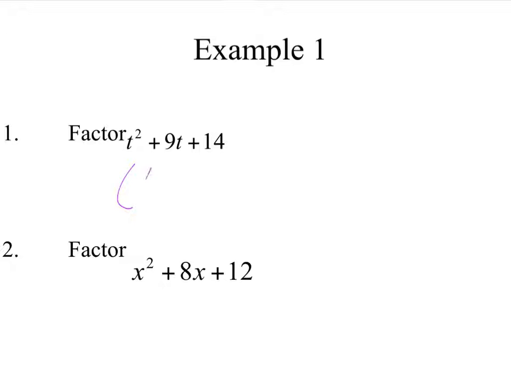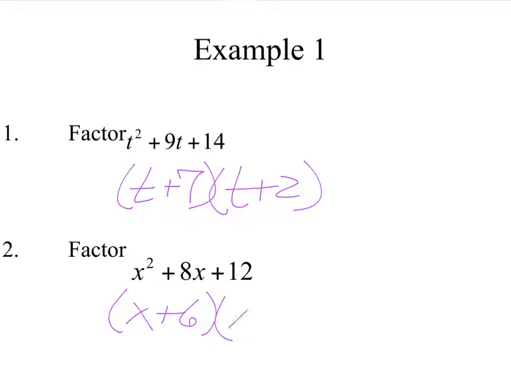So for the first one, you should have ended up with t plus 7 and t plus 2. And for the last one, I have x plus 6 and x plus 2. And if you have them in the opposite order, if you have x plus 2 and then x plus 6, it really and truly makes no difference. You just want to make sure we have both of the same parentheses, even if they are in an opposite order.